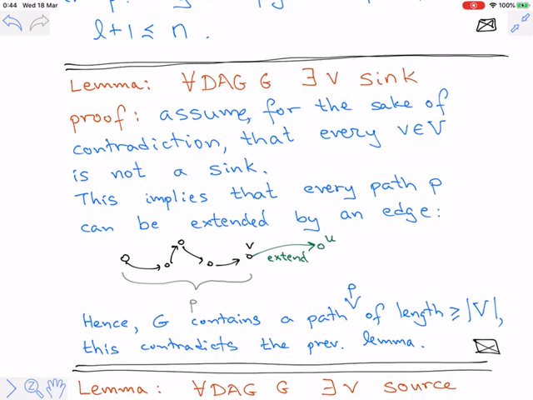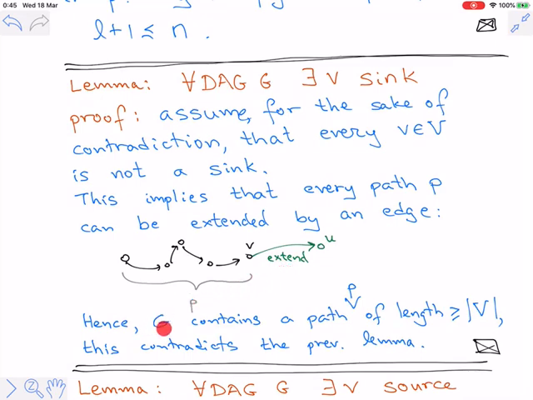So, consider a DAG G. We want to prove that there exists a sink V in the DAG. Assume, for the sake of contradiction, that no vertex in V is a sink. What would this imply? It would imply that every path P can be extended by an edge. Look here, this is a path in black. This is P. It ends in V. Now, V is not a sink by our assumption. Therefore, there exists at least one edge which emanates from V. Let's say it goes to U. That means that we can add this green edge to the end of P to make it longer.